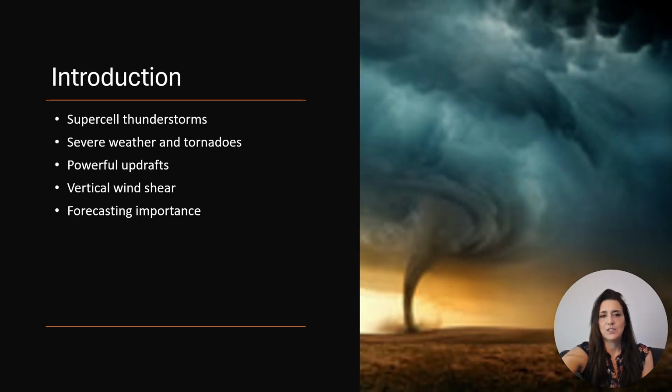This article focused on understanding how vertical wind shear affects the strength of supercell updrafts and why supercells are able to produce stronger vertical velocities than ordinary thunderstorms. Understanding these processes is really important because stronger updrafts are closely connected to severe weather forecasting and public safety.